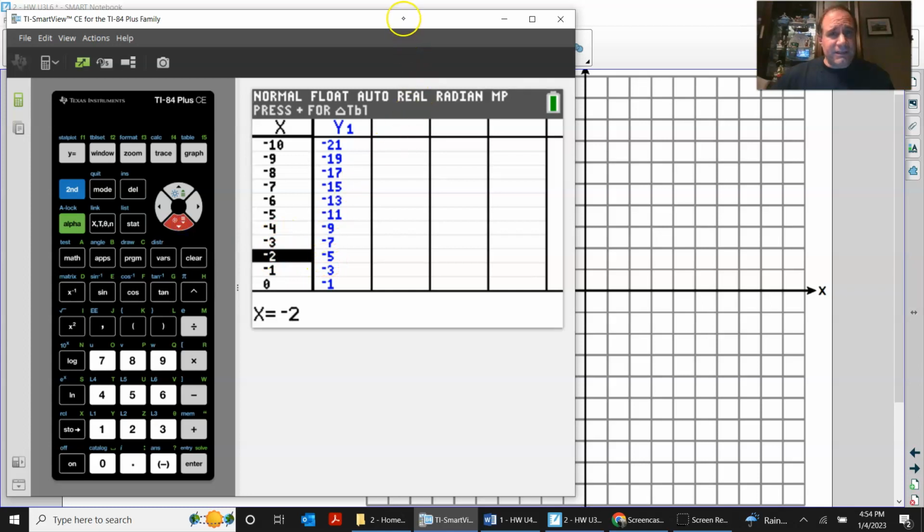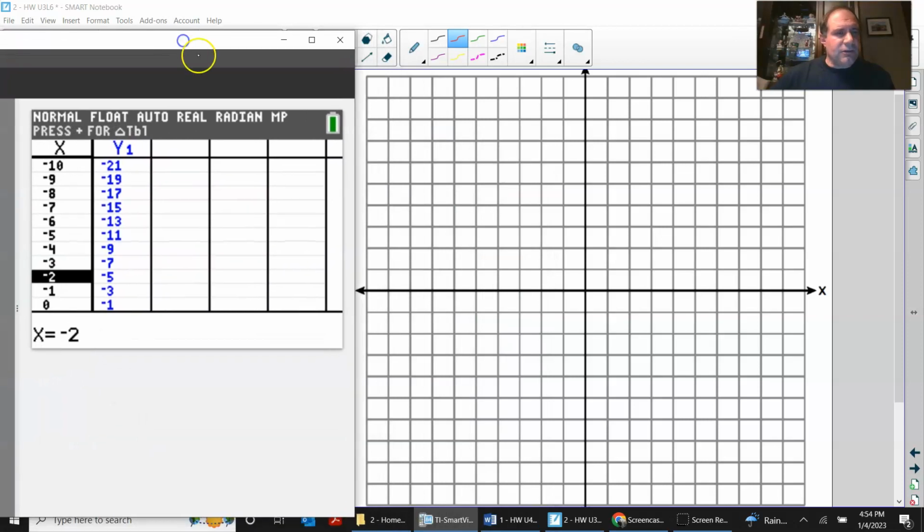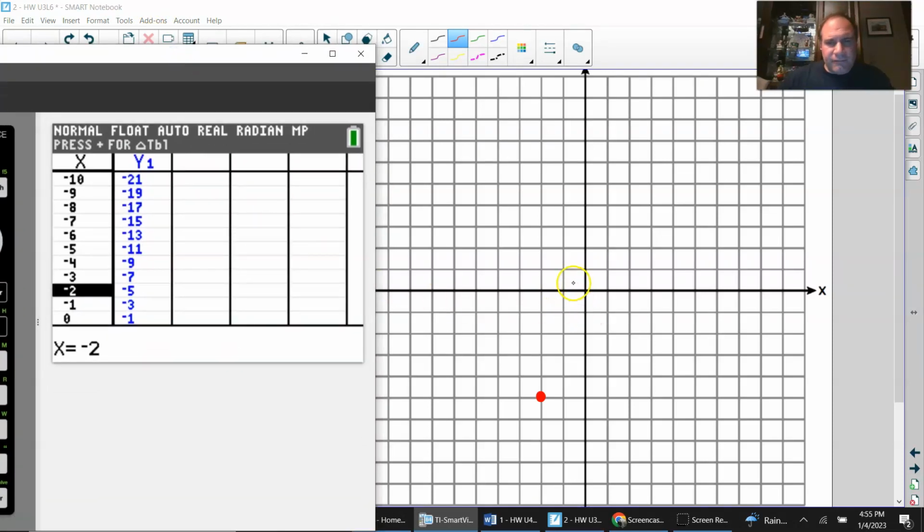That is my first point, and since it's less than or equal to, it has to be a closed circle. So it's -2, -5. 1, 2, 3, 4, 5. And that is a closed circle. Then it's less than -2. So -3, -7. 1, 2, 3, 4, 5, 6, 7. And then -4, -9. And then you can't fit any more.